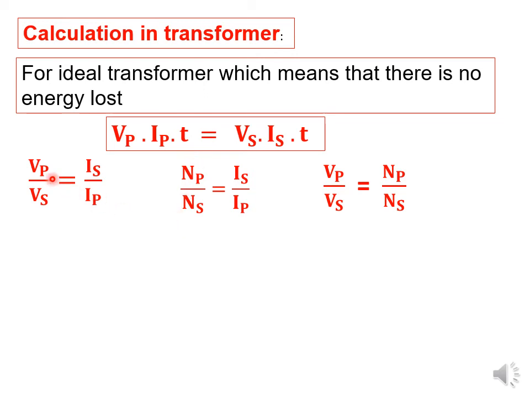يبقى هنا عندي V primary potential difference across primary coil divided by V secondary potential difference across secondary coil equal I secondary divided by I primary equal N primary, number of turns of primary coil divided by number of turns of secondary coil equal I secondary divided by I primary. V primary potential difference between ends of primary coil divided by V secondary potential difference between ends of secondary coil equal N primary, number of turns of primary coil divided by number of turns of secondary coil.